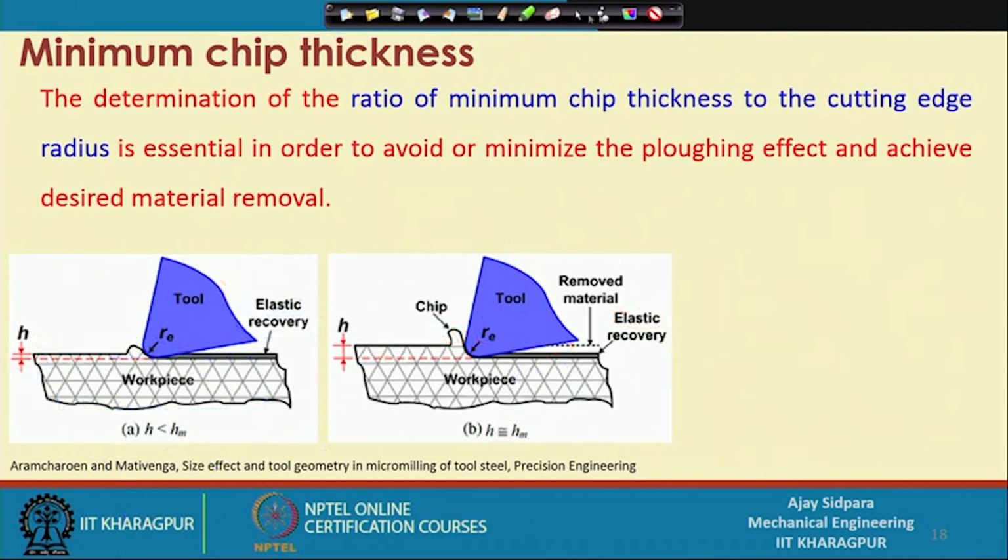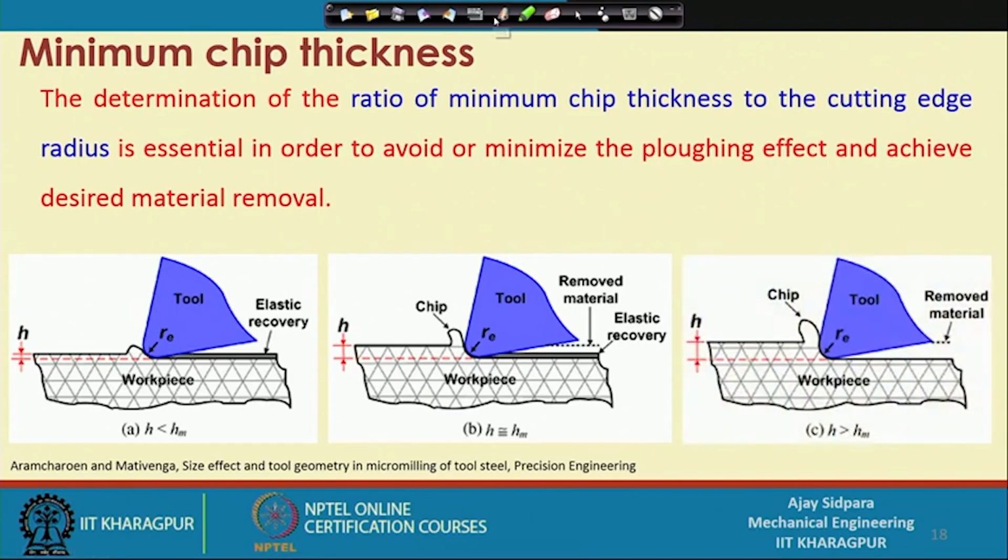So, now let us see what we have to do to get this thing correct. Now, this is the third case. What is happening in this third case is that your set H value is higher than the minimum uncut chip thickness. So, now this is the set value. Now, if you see, this R value and this H value is slightly higher than the RE value. So, now your tool has already penetrated so deep that you are not going to get an elastic recovery of the material, and whatever is here you will get as chip out of this particular part.